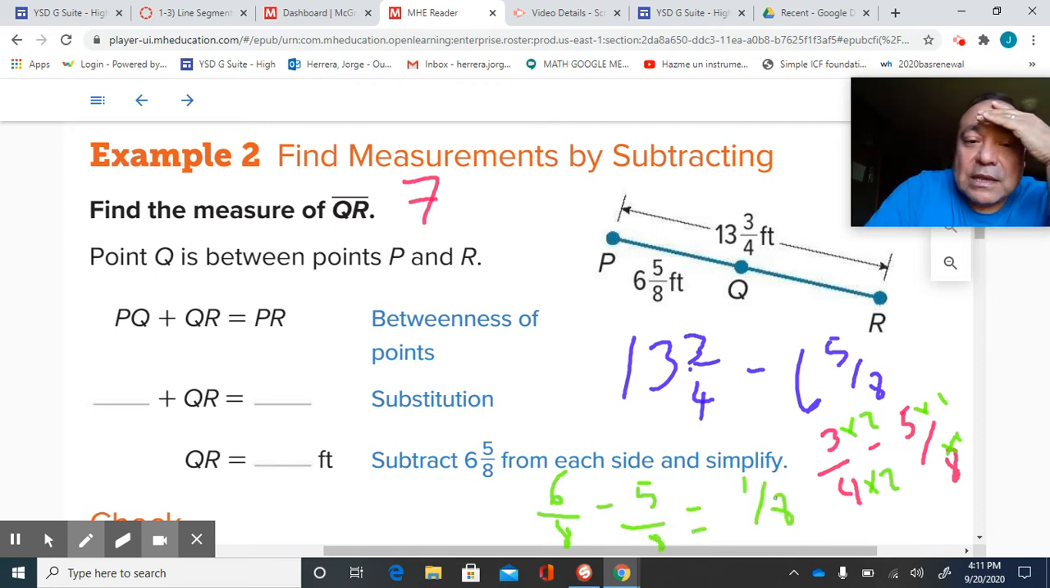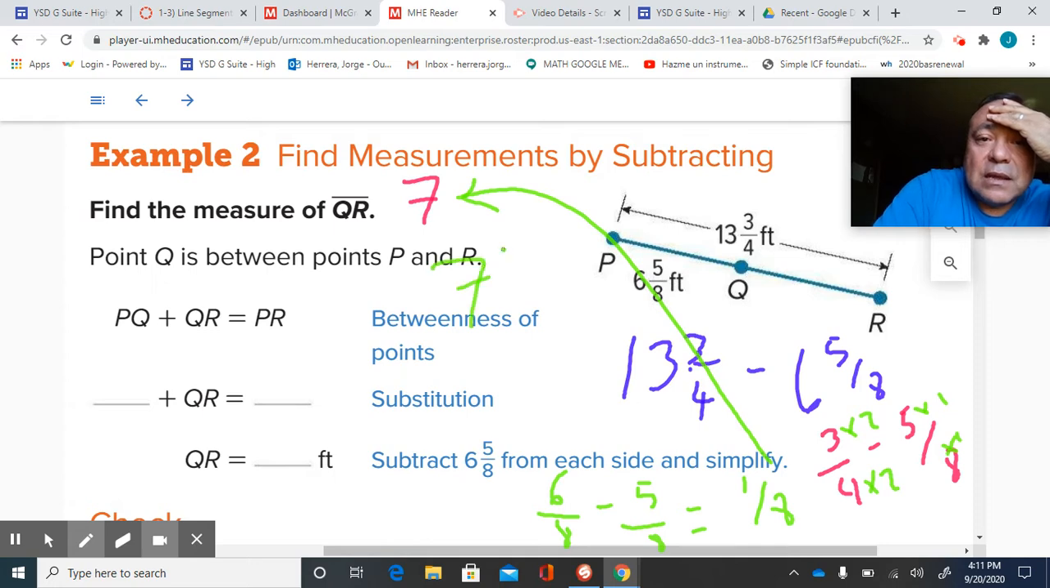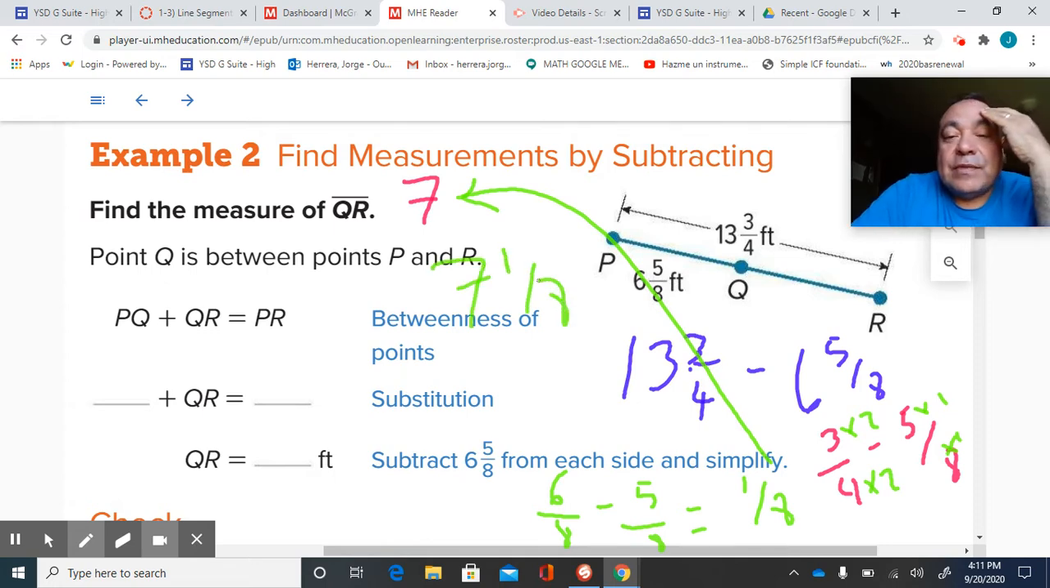Okay, with that in mind, I'm going to take this 1/8 and just put it right there. So really, I end up with 7 and 1/8. That is the segment QR, guys. So QR, if I think about it, is just 7 and 1/8.